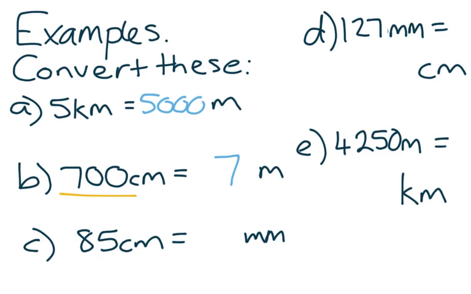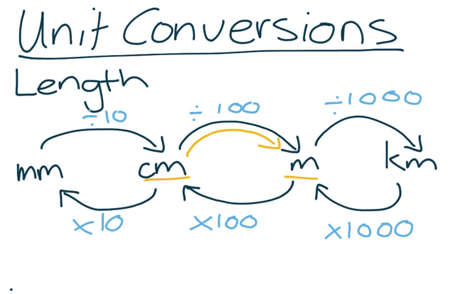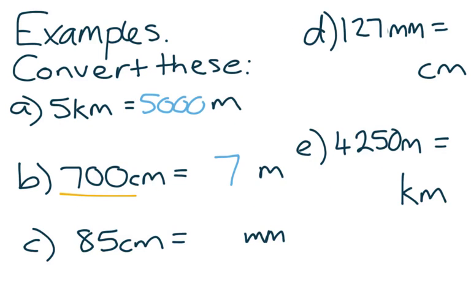Then we look at the next one, 85 centimetres to millimetres. So we're going centimetres to millimetres, which means we're following this arrow here, and it tells us to times by 10. So 85 times 10, well, we just put a 0 on the end and we would get 850 millimetres. If we go back the other way, we're dividing by 10.